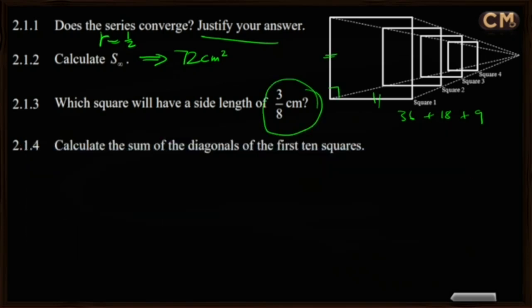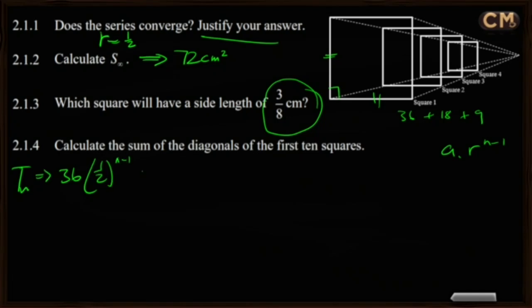Which square will have a side length of 3 over 8 centimeters? Well, for that, the side series. Let's just do our general term first, which is 36, because we have to conform to a times r to the power n minus 1. Our ratio, of course, is 1 over 2 and then n minus 1.